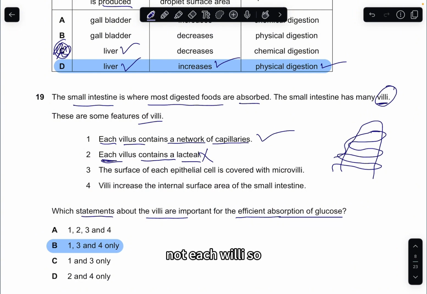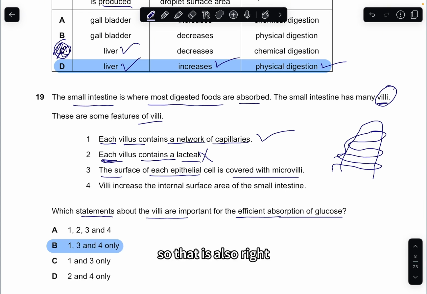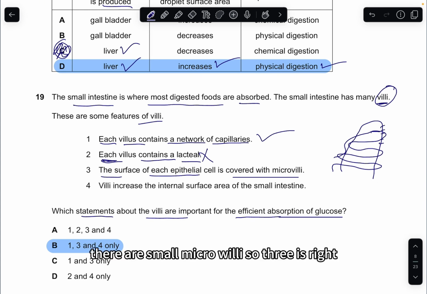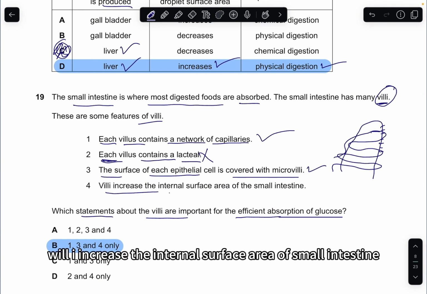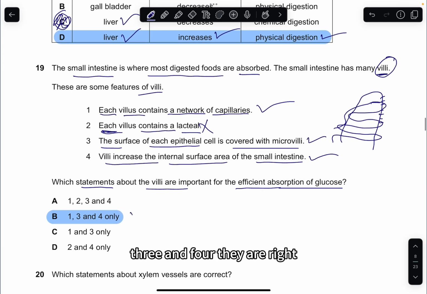The surface of each epithelium cell is covered with microvilli. So that is also right, because on each villus there are small microvilli. So 3 is right. Villi increase the internal surface area of the small intestine. So yes, it increases. So 1, 3, and 4, they are right.